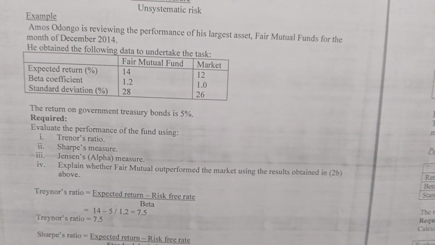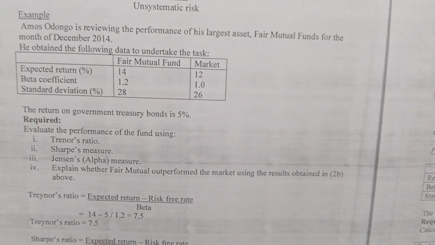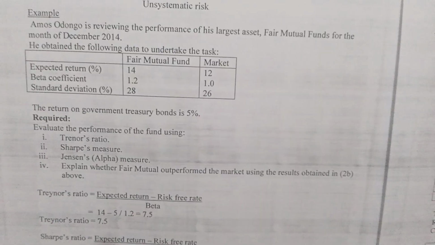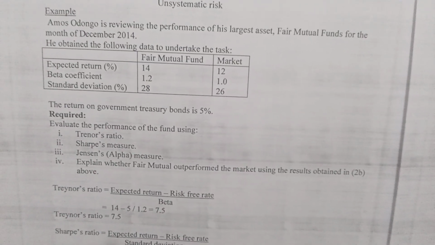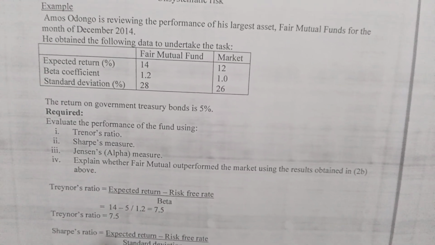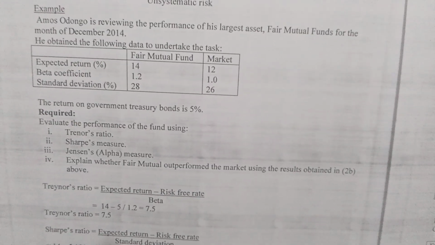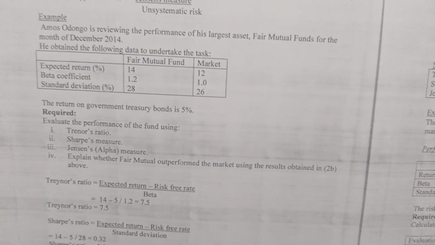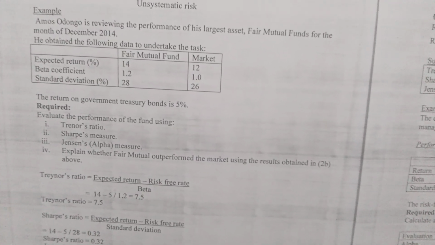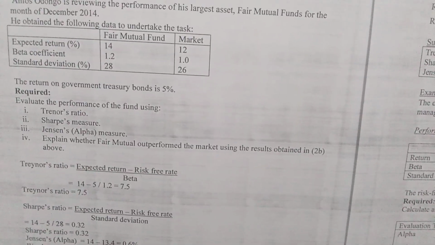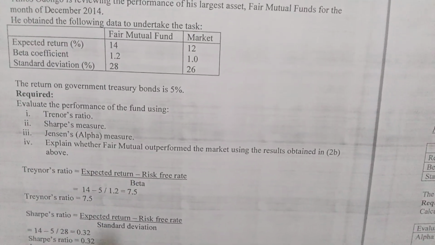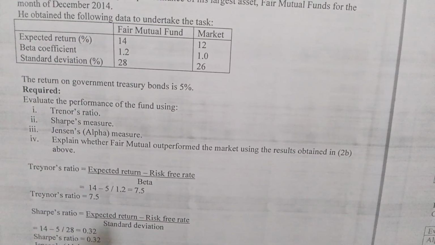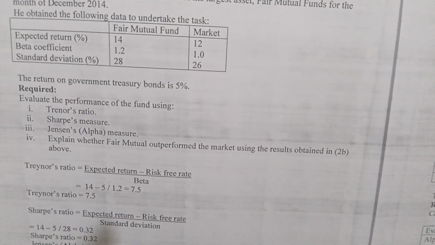Amos Odongo is reviewing the performance of his largest asset, Fair Mutual Fund, for the month of December 2014. He obtained the following data to undertake the task. You have expected return for Fair Mutual Fund 14%, the market return 12%, beta coefficient 1.2, for the market is 1.0, standard deviation 28% and 26%. The return on government treasury bonds is 5%.